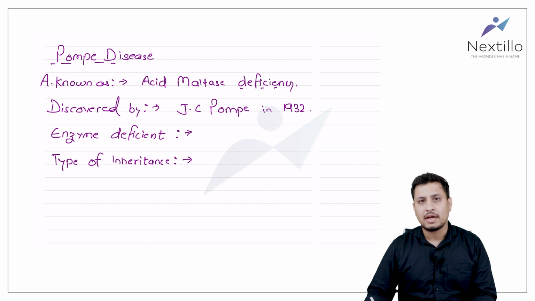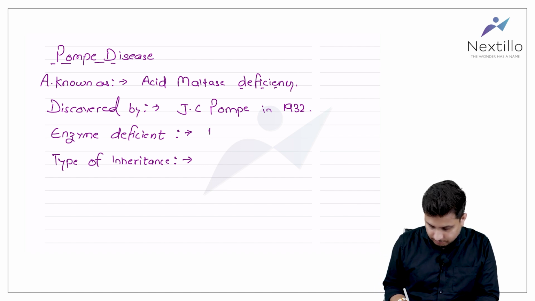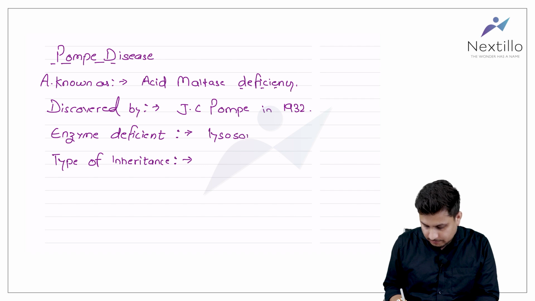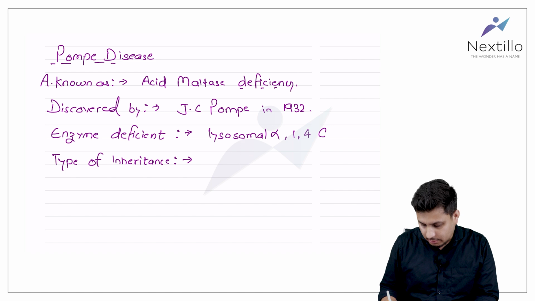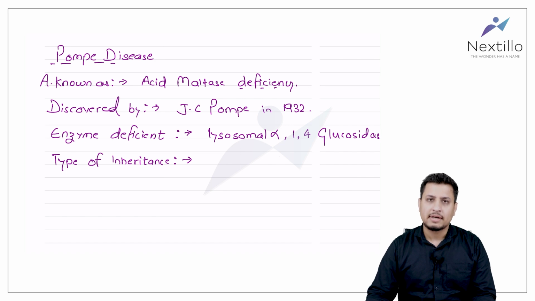It is a rare inherited disorder which impairs the body's ability to break down glycogen due to the deficiency of the enzyme lysosomal alpha 1,4 glucosidase. Okay, and what type of inheritance is there?